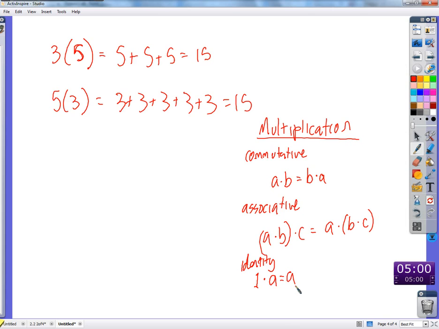A. 1 times a is just a. Any number times 1 is just itself. The number that got multiplied by 1 maintained its identity. That's the identity element, 1, because when you multiply by 1, nothing happens. Which is nice, because if we have a variable multiplied by a number, and we can somehow get that number to be 1 times our variable, that helps us to solve those equations.